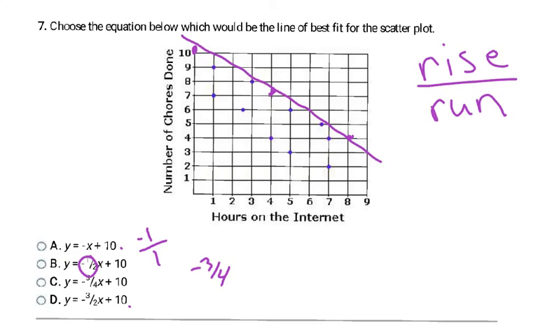And once again, most of my data is below that line. So it's not going to be C. It's not a good representation of that graph.